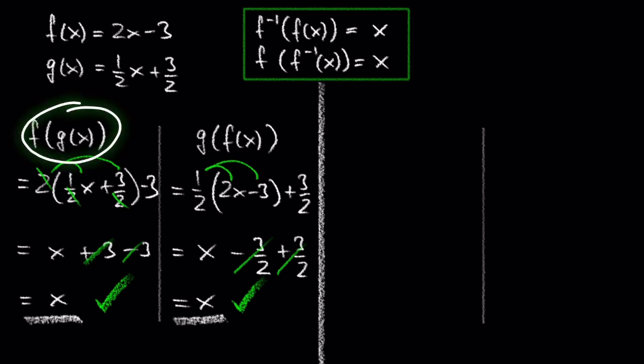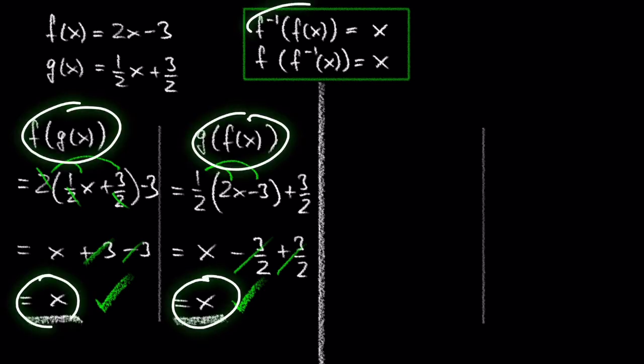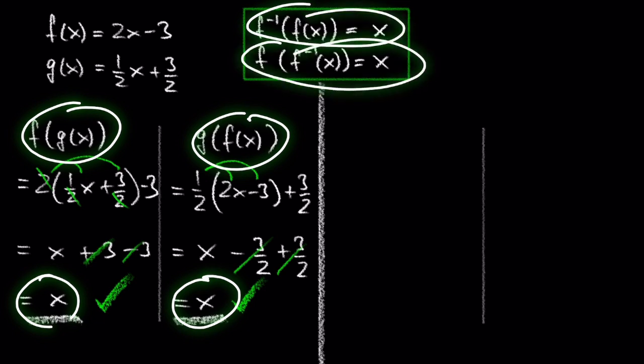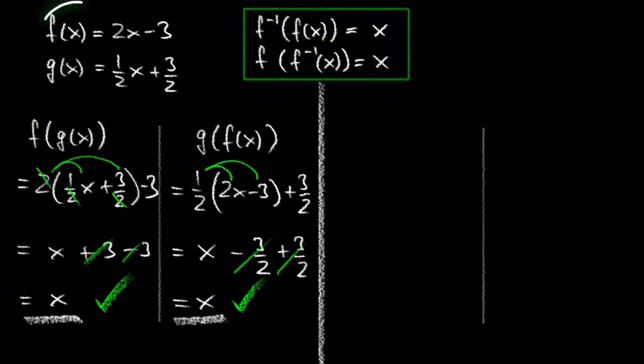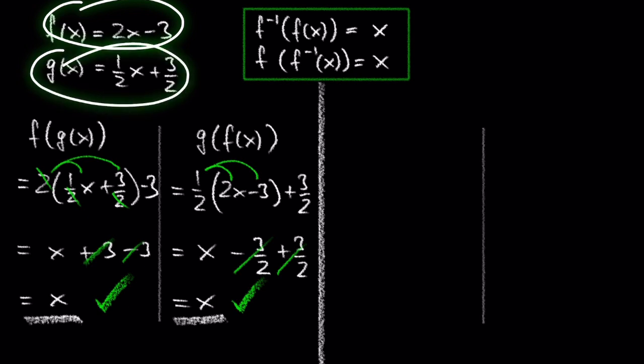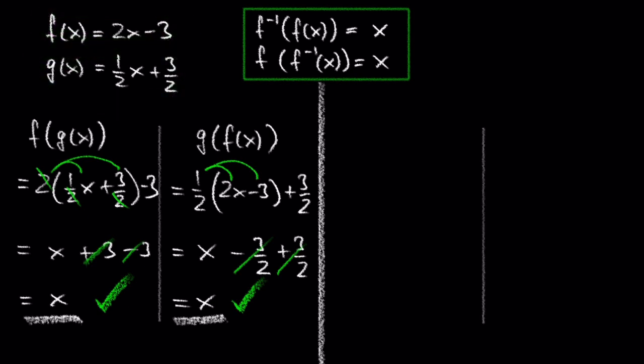Because f of g of x equals x and g of f of x equals x, the functions are indeed inverses of each other.